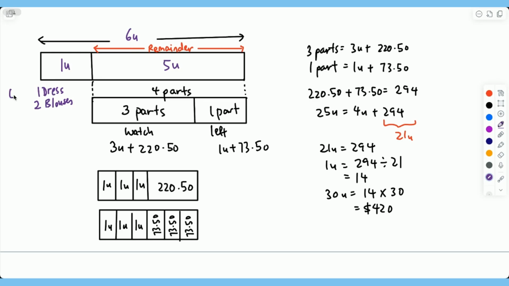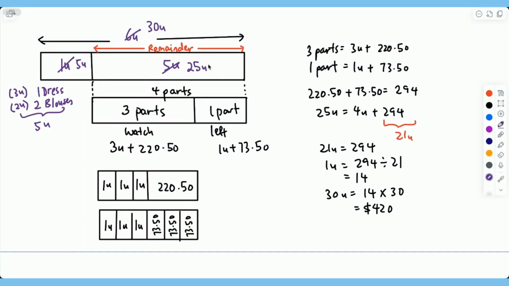And 1 dress is 3 units, 2 blouses is 1 unit plus 1 unit, which is 2 units. And the total here makes up 5 units. Hence, we need to change this 1 unit to become 5. We times 5 to become 5 units. The total times 5 becomes 30 units. 5 units times 5, that becomes 25 units.